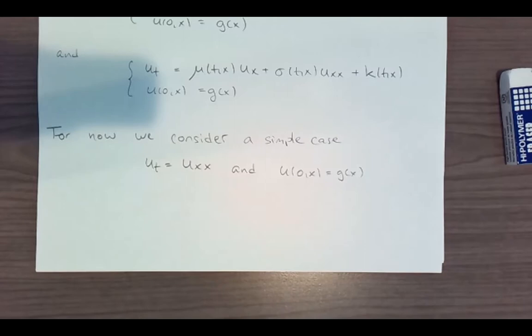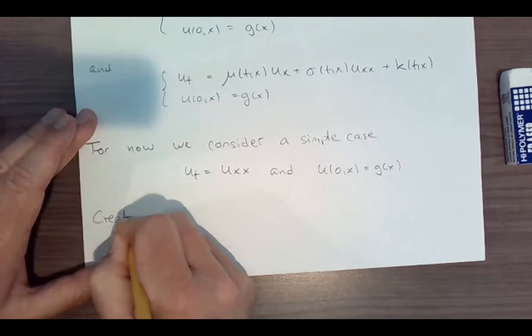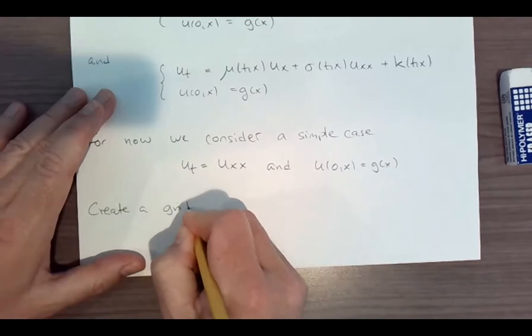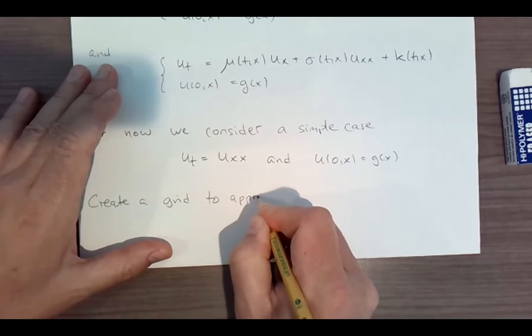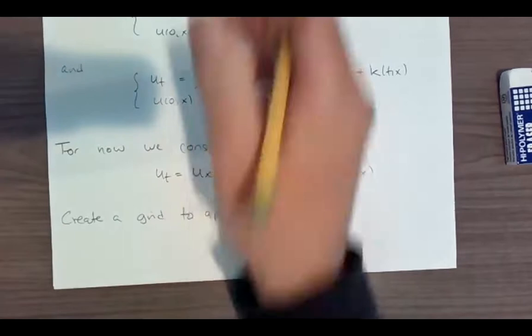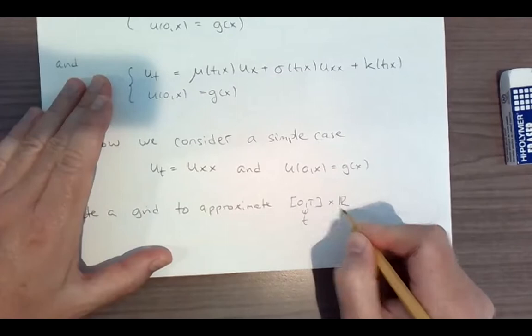All right. So what we're going to do is we're going to approximate. We'll create a grid. Where are my t's and x's? Well, my t's are positive and my x's are in R. So I'm going to try to approximate an interval from 0 to T. This is where my time variable lives. And then I have my R. This is where my x variable lives.